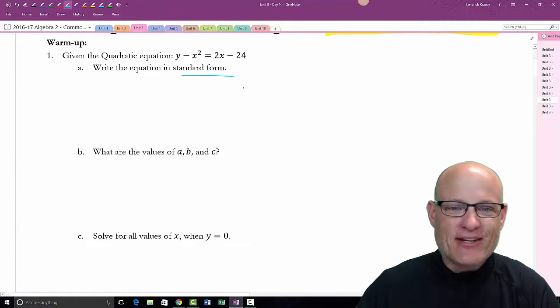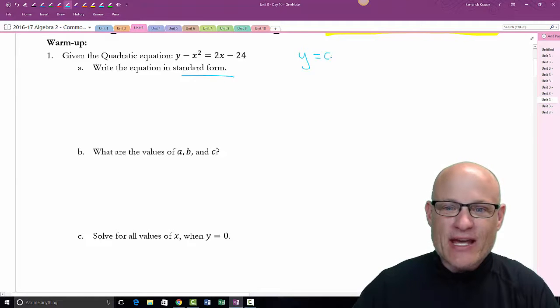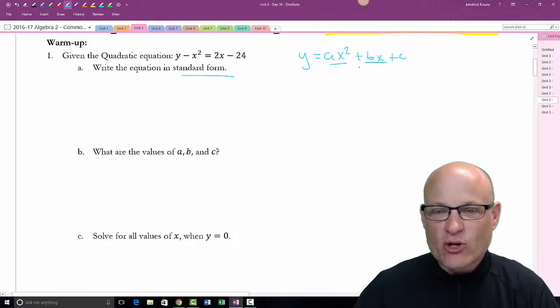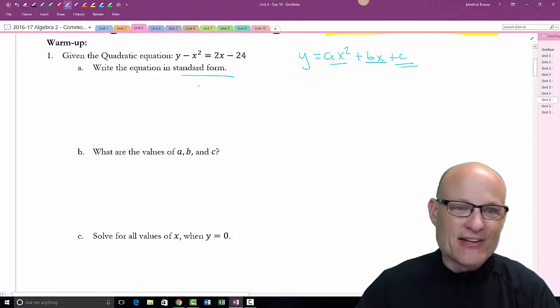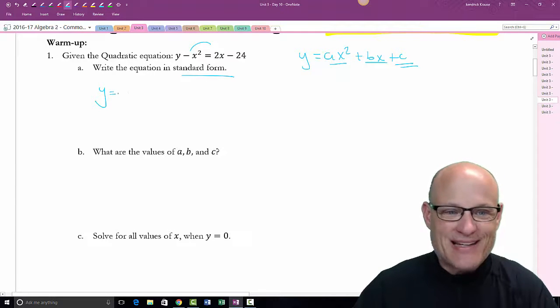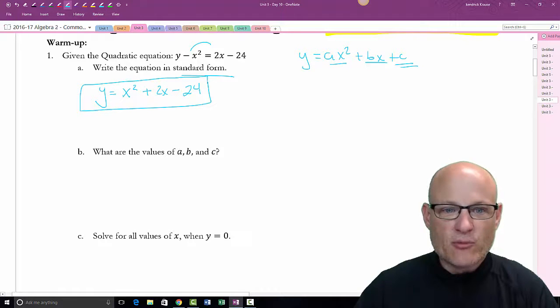Standard form just means we're going to have it in y equals ax squared plus bx plus c. Are there always going to be pluses? No, but you want the x squared term first, the x term second, and the constant at the end. So the only thing I need to do is move that over. When I move that over, it just gets a sign change. It becomes x squared plus 2x minus 24. So there it is in standard form.